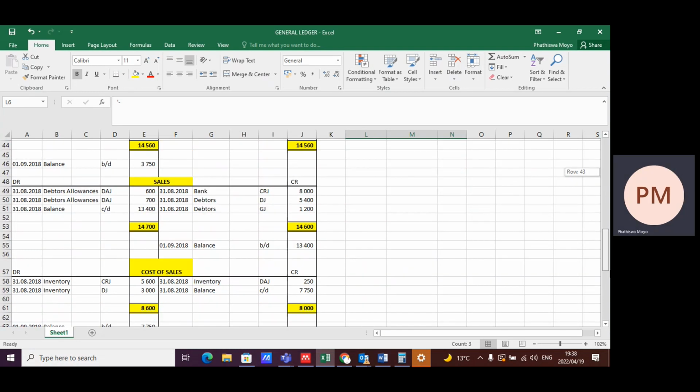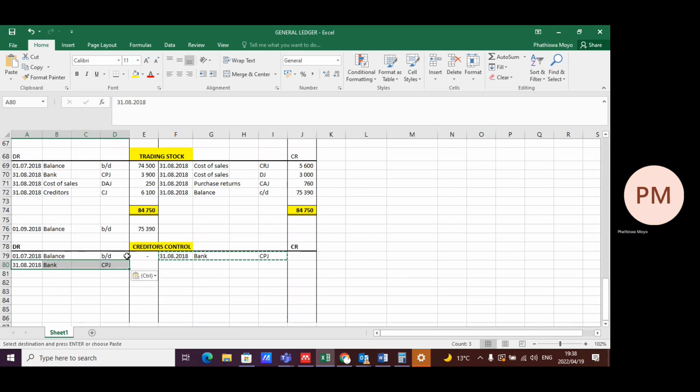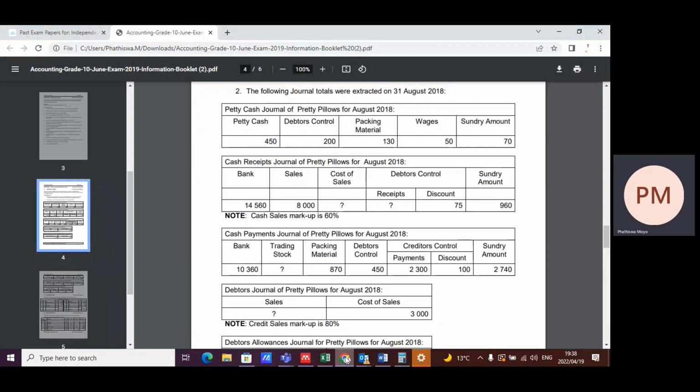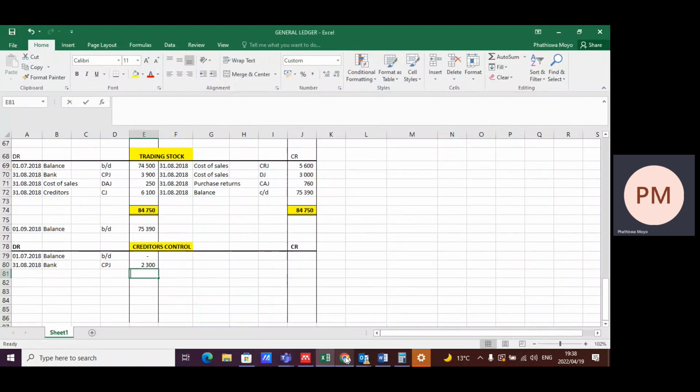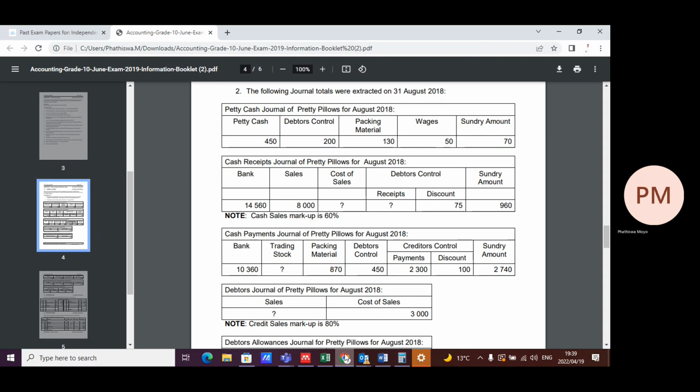So if there is a payment on creditors control, it is to be on the. Thank you for accepting my apology. So it's 2,300. No, I guess. Yeah, 2,300. Then we've got discount received. CPJ. Okay.